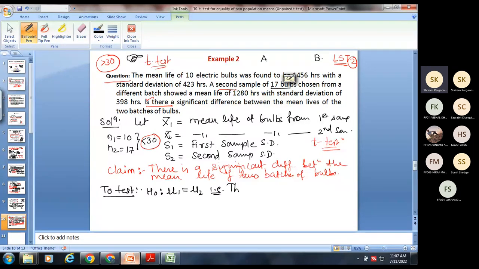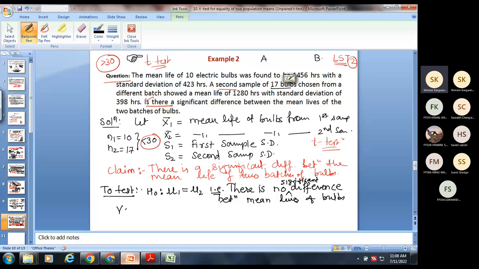This statement means there is no significant difference. There is no significant difference between mean life. I don't write the entire statement. Mean life of bulbs.